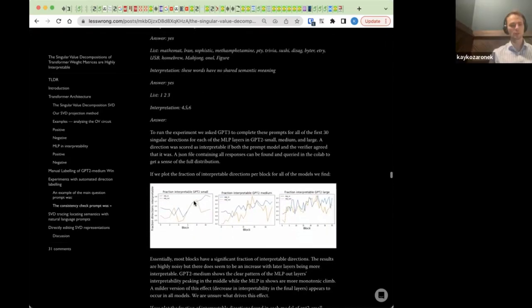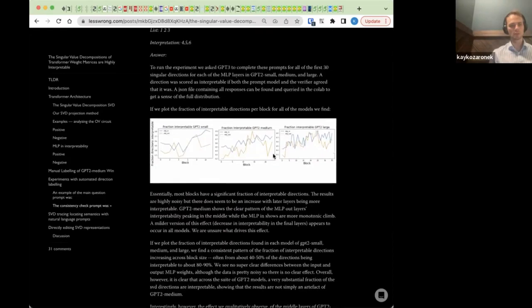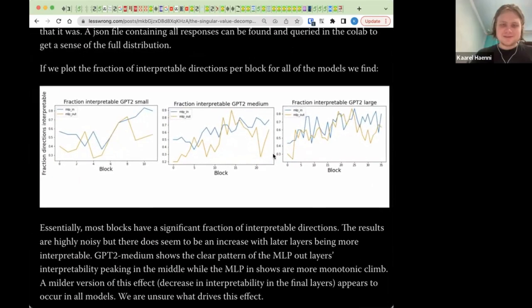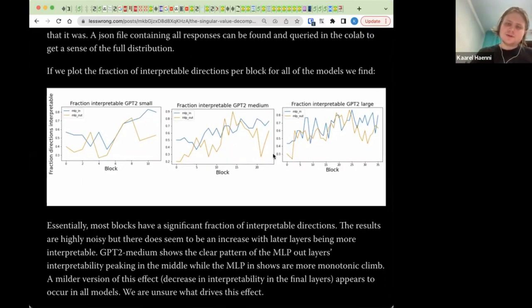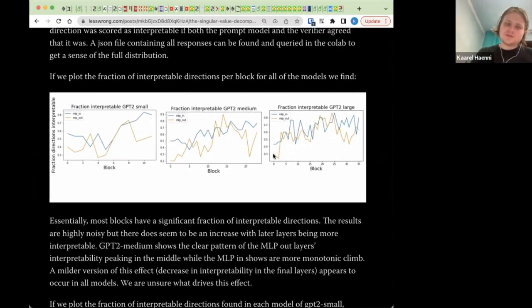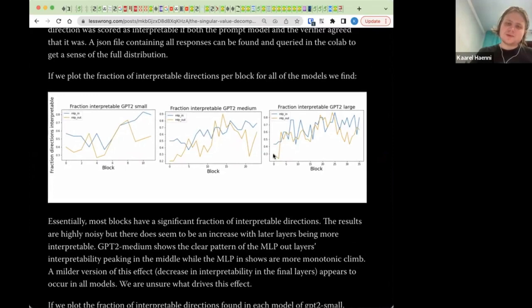Can we briefly look at the results? Can you zoom in a little? What are we looking at here? I think these are the MLPs, the in and out weight matrices, and it plots the fraction of all the SVD directions which are interpretable. I wonder if they only looked at the top some number of SVD directions, not all 700 of them. Maybe that's not so important to figure out.